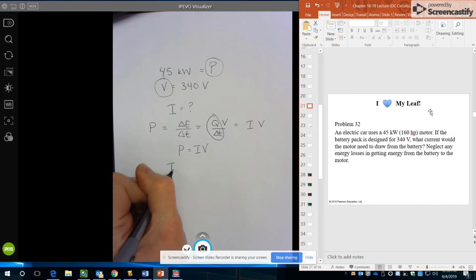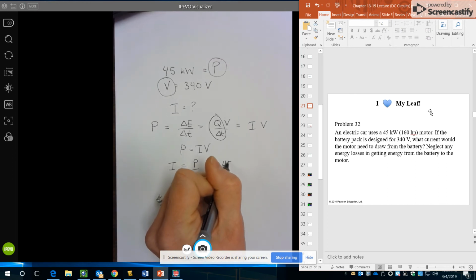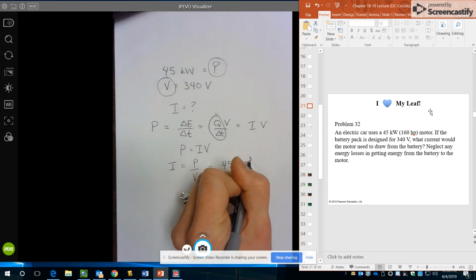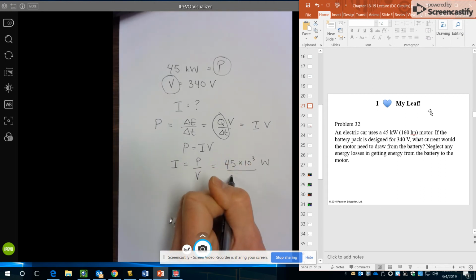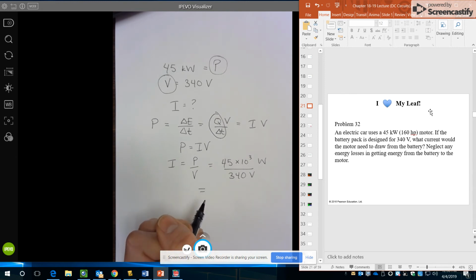So we want to know current, we have power, we have voltage. 45 kilowatts, or 45 times 10 to the third watts per 340 volts gives us a battery or a system current of 130 amps. And again, 1 amp is a coulomb per second. Coulomb is a large amount of charge. So 130 amps is a really outrageous amount of current, deadly amounts of current.